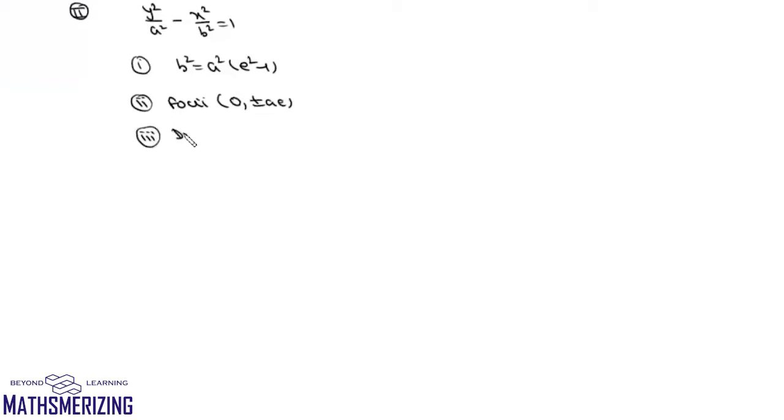Third one is directrix. For the first form, directrix is x equals plus minus a upon e. Now here it will be y equals plus minus a upon e. So basically we are just interchanging x and y. Center is again at 0 comma 0.